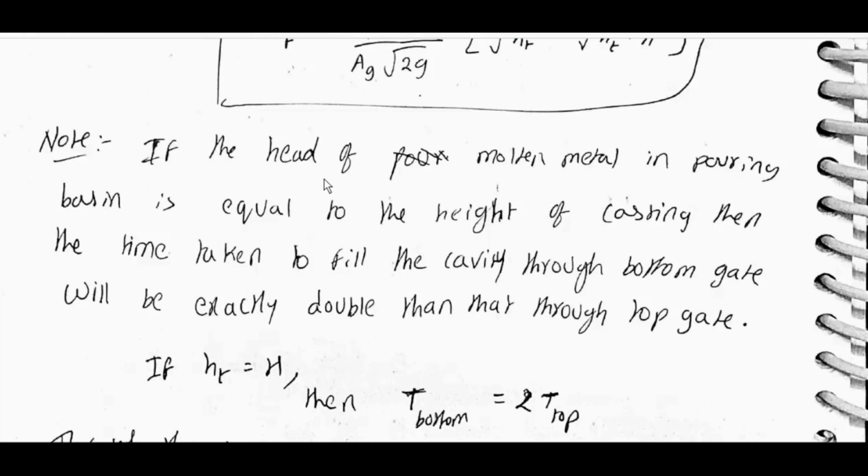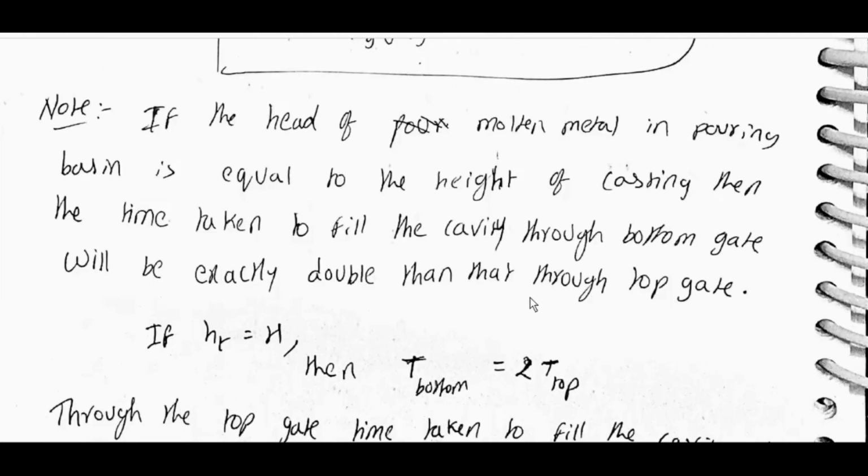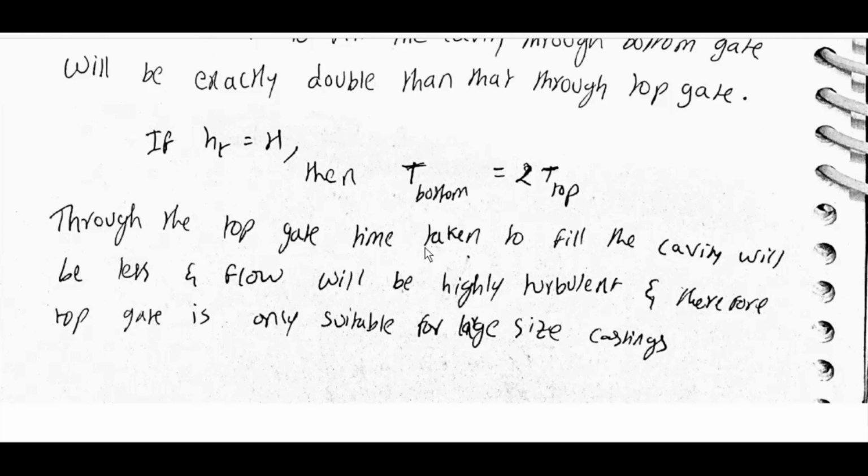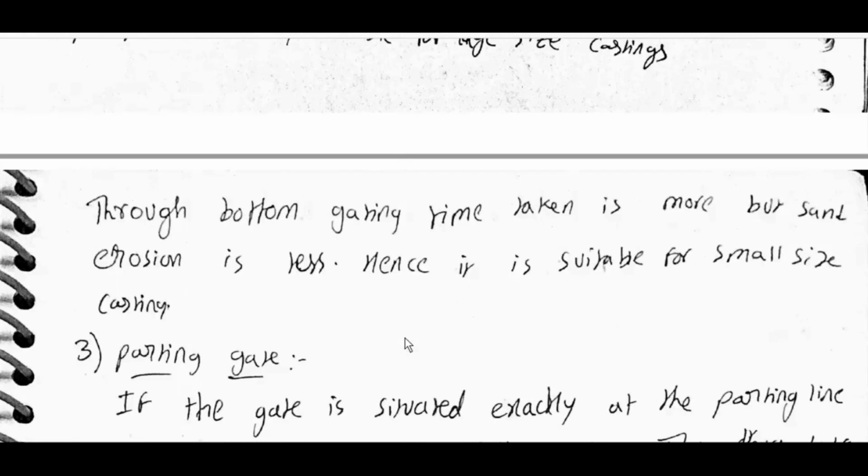If the head of molten metal in pouring basin is equal to height of casting, then time taken to fill cavity through bottom gate will be exactly double that through top gate. If Ht is equal to capital H, then T bottom is equal to 2 T top gate. Through the top gate, time taken to fill cavity will be less and flow will be highly turbulent, therefore top gate is only suitable for large size casting. Through bottom gating, time taken is more, but sand erosion is less, and hence it is suitable for small size casting.